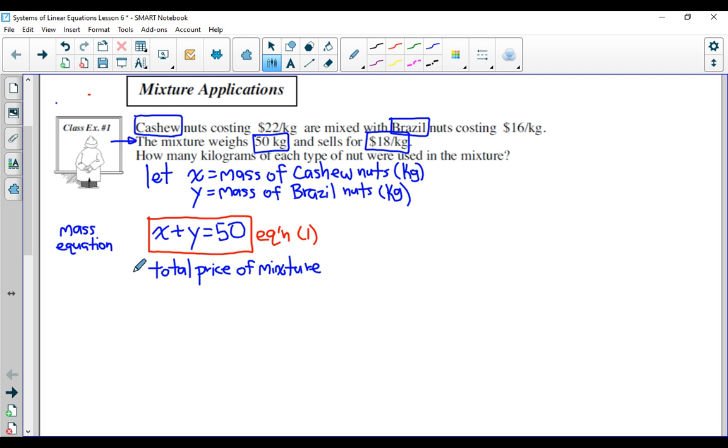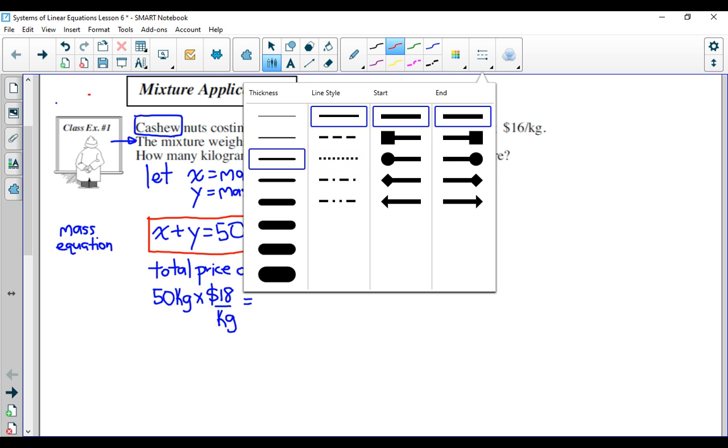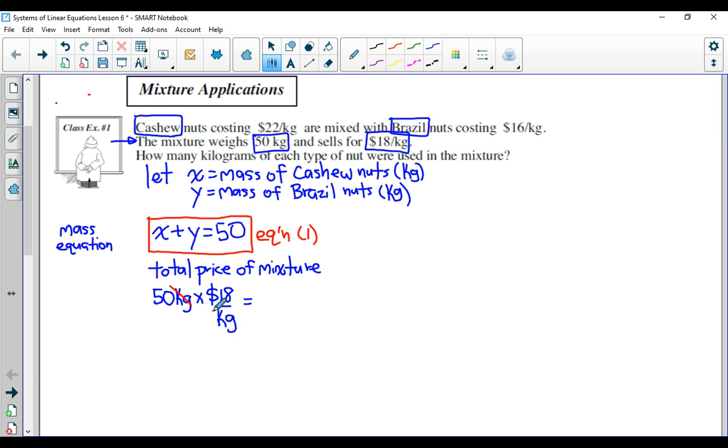And that total price would be 50 kilograms multiplied by $18 per kilogram. I should just point out, if you multiply these two together, these units are going to cancel off because you have kilograms on the top here and kilograms on the bottom. If you have the same unit on the numerator and denominator, they cancel off. Therefore, I just multiply 50 by 18, and 50 by 18 would give me 900.